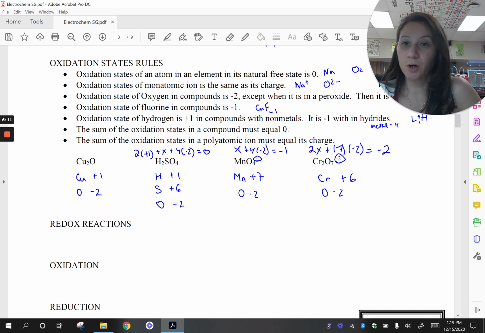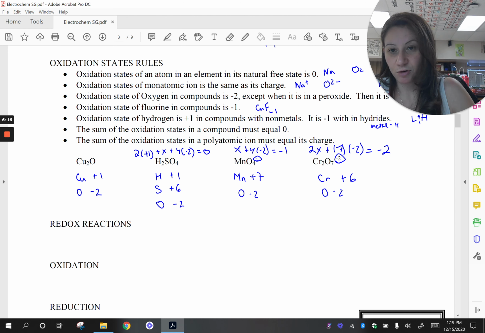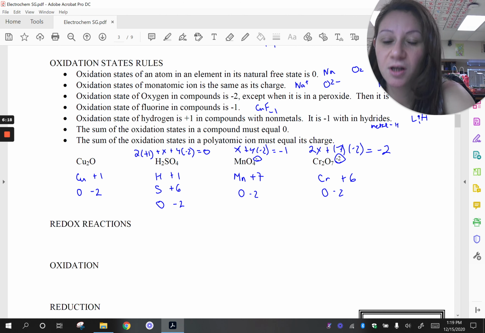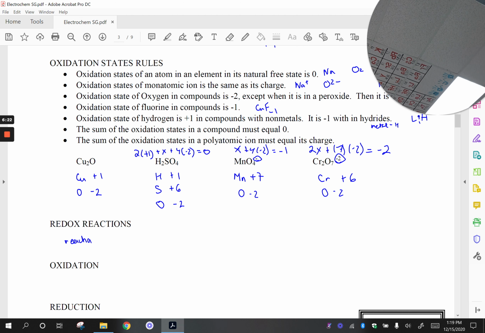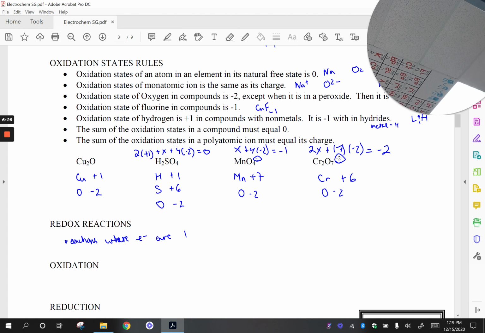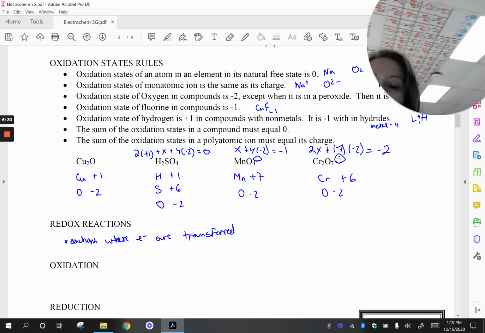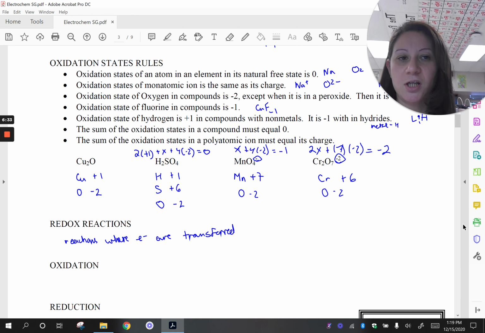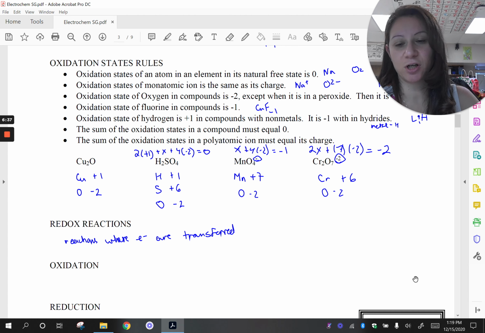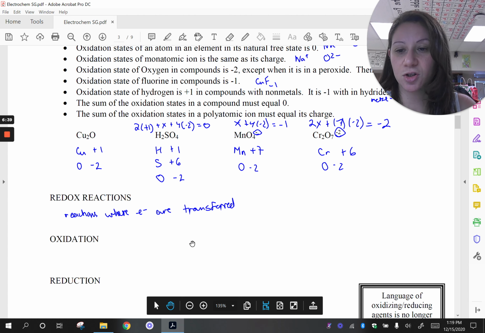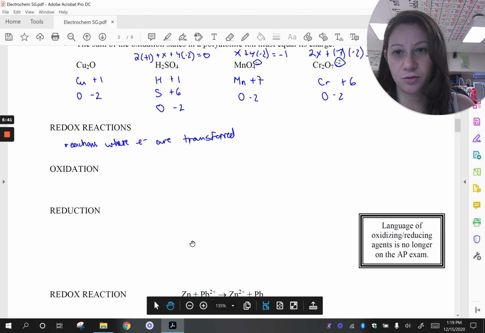So it's important to know the oxidation state so that you understand these redox reactions. So in a redox reaction, electrons are transferred. So these are reactions where electrons are transferred. So redox is short for reduction oxidation or oxidation reduction. And so 2 reactions actually happen simultaneously. We have the oxidation reaction and we have the reduction reaction.